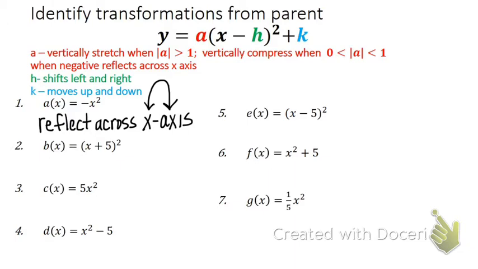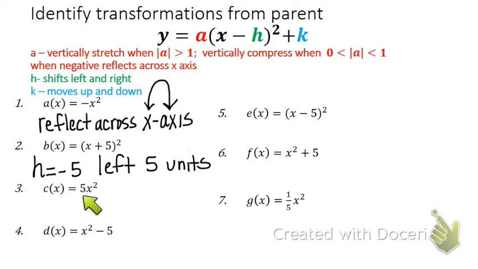For number 2, h is negative 5. h will always be found inside of parentheses, and it is the opposite. When you look at the equation for transformation form, notice that h has a minus sign in front. That minus sign can be read as the opposite. So h is the opposite of positive 5, it is negative 5. Whenever h is negative, it moves the parabola left. So this parabola will go left 5 units.